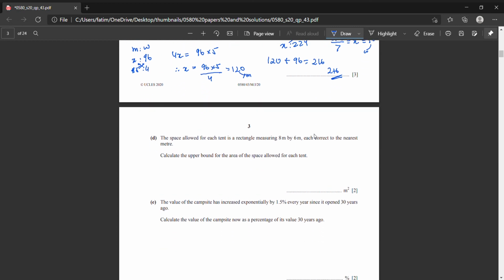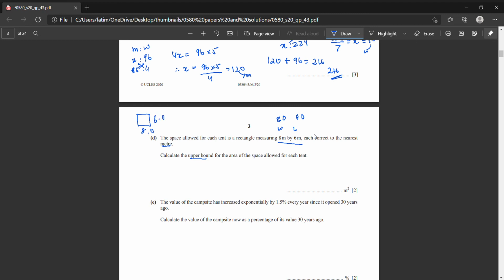The space allowed for each tent in a rectangular measure is 8 by 6. I'm imagining this is the width and this is the length. Each correct to the nearest meter. Okay, so that's basically 8.0 as width in meters and then 6.0 as the length in meters. So it's corrected to the nearest meter and we calculate the upper bound for the area of the space. Okay, so here's our rectangle. It's not much of a rectangle, but this is 8 and this is 6.0.